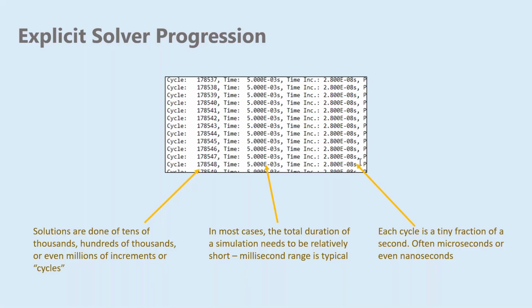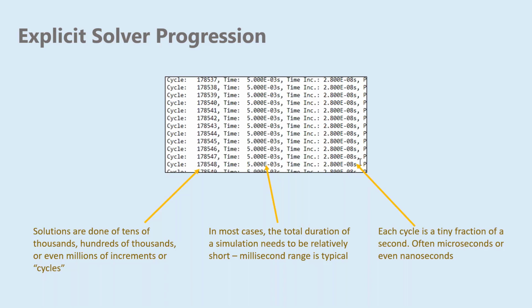And why that's significant is because the time step size in explicit simulations is always much, much smaller than in implicit studies. So if you watch the solver progression of an explicit study, you'll see that the cycle count, or if you're paying attention to how many iterations the solver is going through, is going to be huge compared to an implicit study, easily in the millions for a longer running simulation.